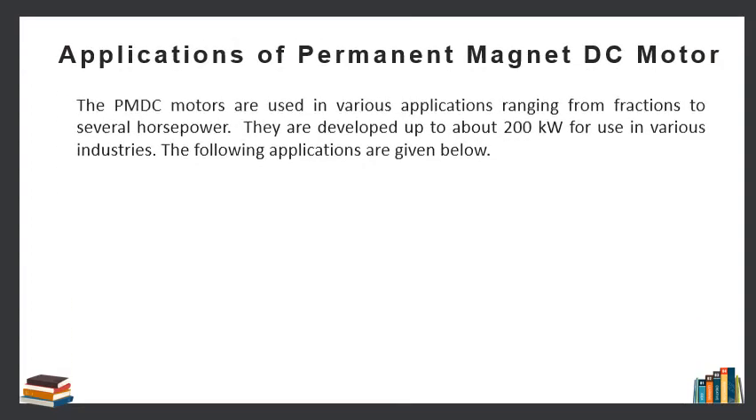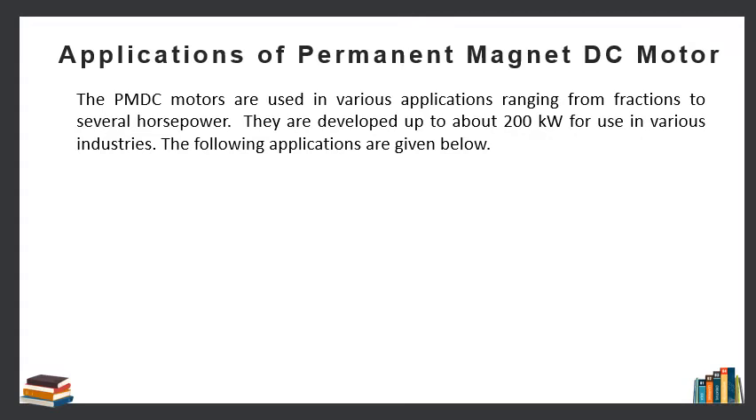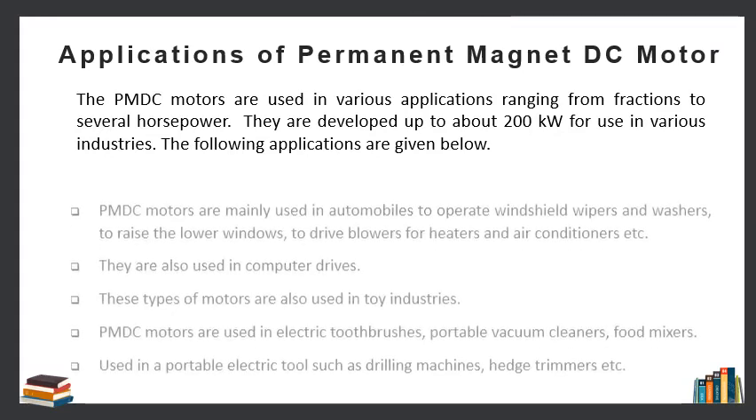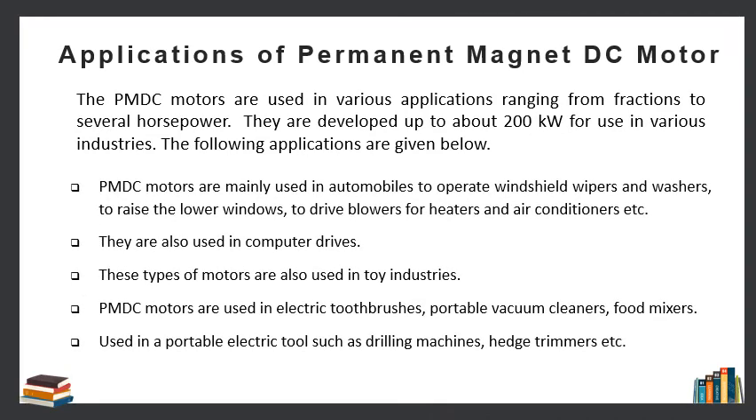The application of permanent magnet DC motor. The permanent magnet motors are used in various applications. They are developed up to about 200 kilowatts for use in various industries. The following applications are given below. The permanent magnet DC motors are mainly used in automobiles to operate windshield wipers and washers, to raise and lower windows, to drive blowers for heaters and air conditioners, etc.